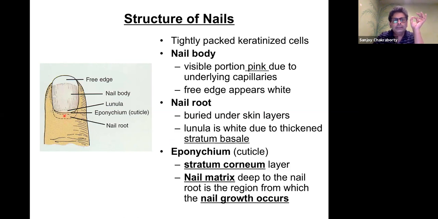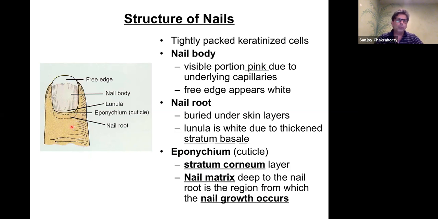here, the eponychium or the cuticle, the one that we call, is basically stratum corneum. There's a little bit of overexposed stratum corneum layer from this area of the skin that creates the cuticle. The cuticle actually protects so that bacteria and other microorganisms cannot get a free ride into your body.